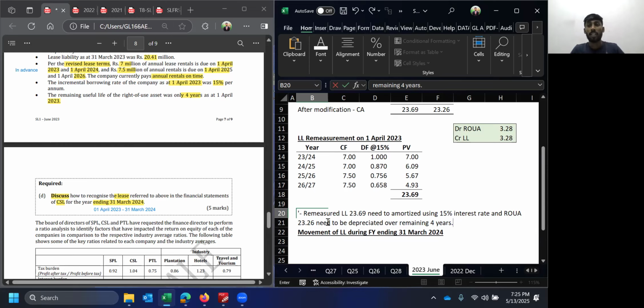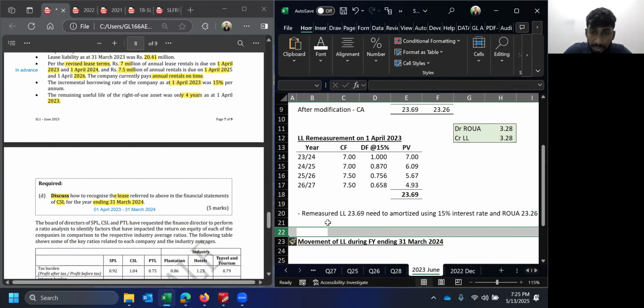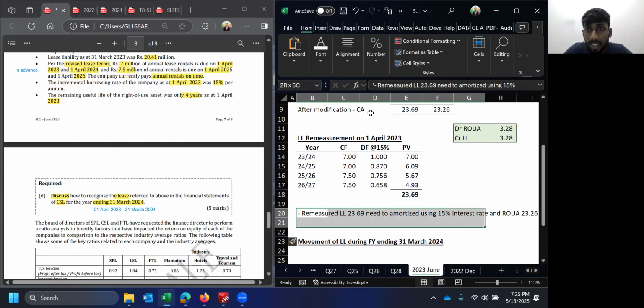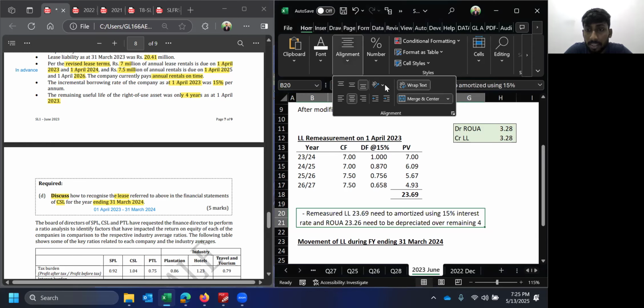This is how it needs to be done. Why? They are asking not to illustrate but to discuss. Therefore, you need to write that narratively. Narratively write. Okay? After that, you can illustrate it using financial statement extracts.